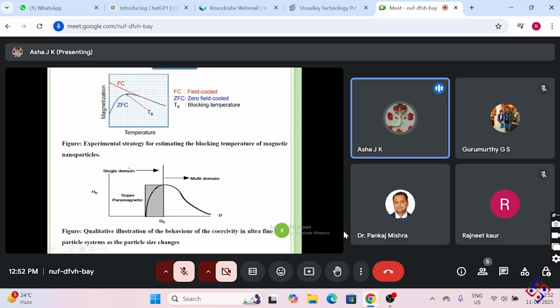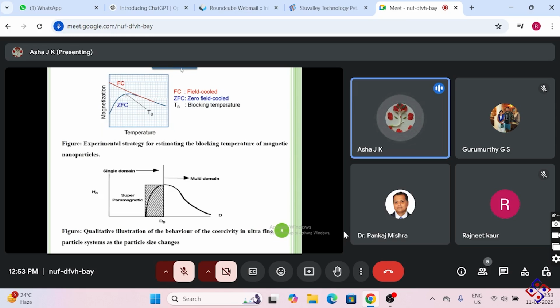So the first one here, FC means it is a field cooled curve. It represents the magnetization measured when the sample is cooled under the applied magnetic field. And the second one is zero field cooled. This curve represents the magnetization measured after cooling the sample without a magnetic field. So the first one is with the magnetic field, and the second one, zero field cooled, is cooling the sample without a magnetic field.